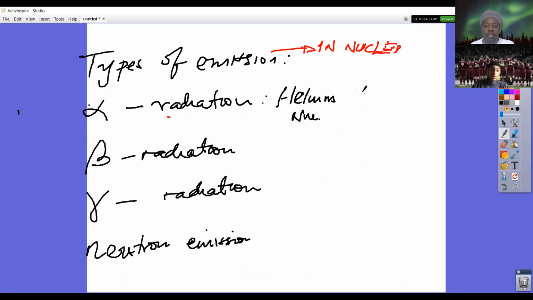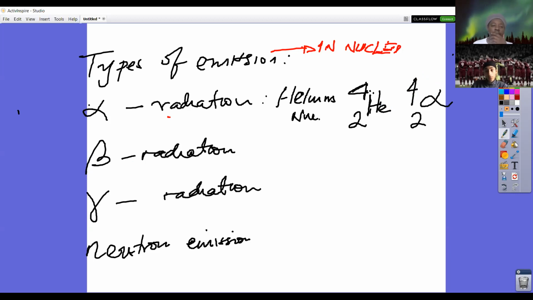A helium nucleus can be represented as, and it's worth remembering this notation, 4, 2, He. Sometimes it is given the notation 4, 2 with an alpha. All this is a representation of an alpha particle. So this is a particle.